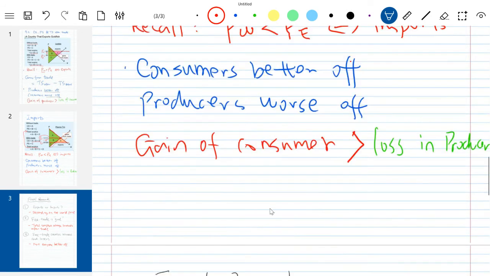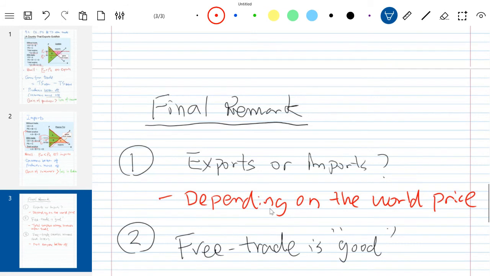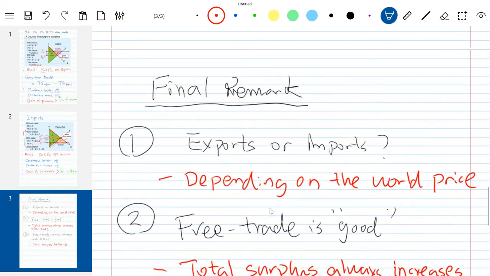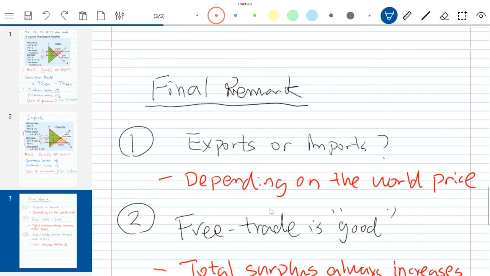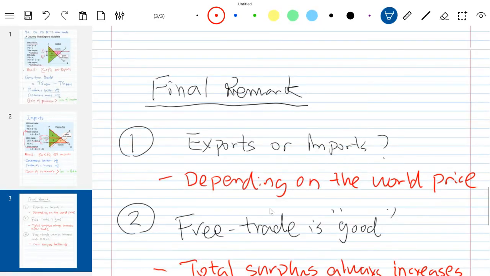Okay. So some final remarks. First of all, whether a country imports or exports depends on the relationship between the world price and the domestic price. If the world price is higher than the domestic price, as we presented in the first example, this country would be exporting. If alternatively the world price is lower than the domestic price, then the country will be importing.